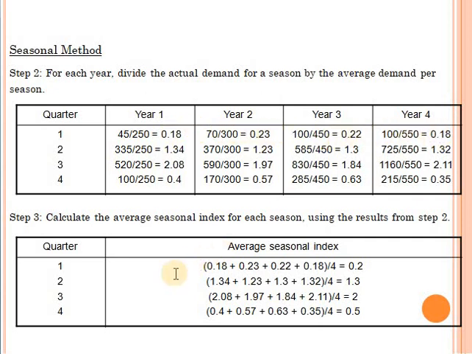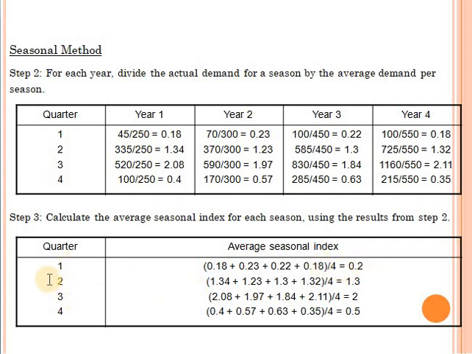So the average seasonal index for the first quarter is 0.18, the value that I got from here, plus 0.23, this value, plus 0.22, plus 0.18, this one. So I sum up all these values and divide by 4. It gives me 0.2. This is the seasonal index for the first quarter.